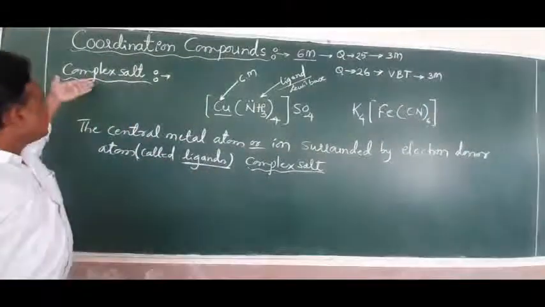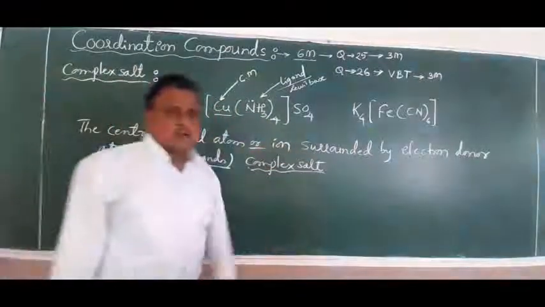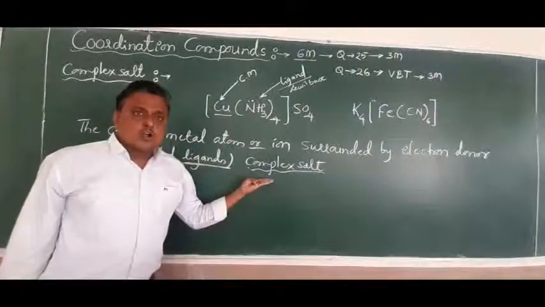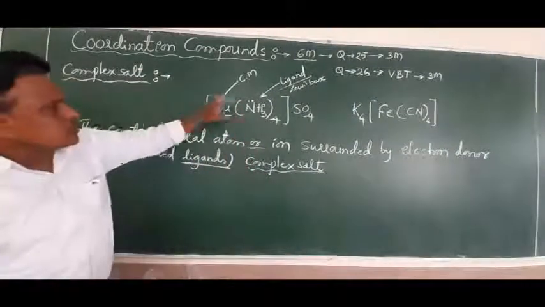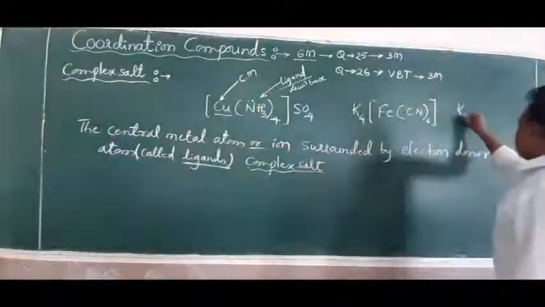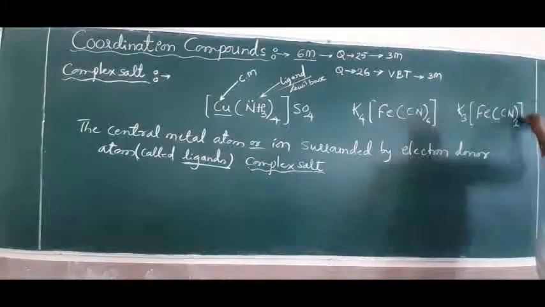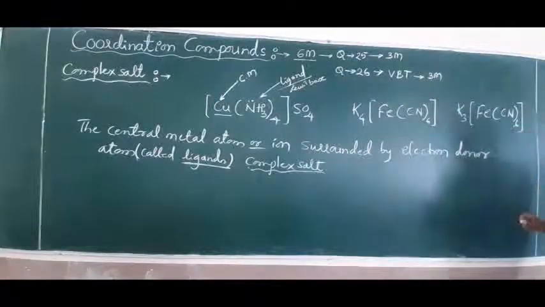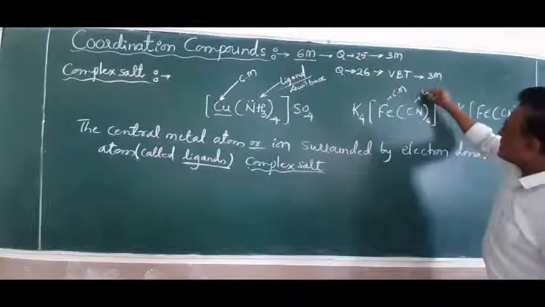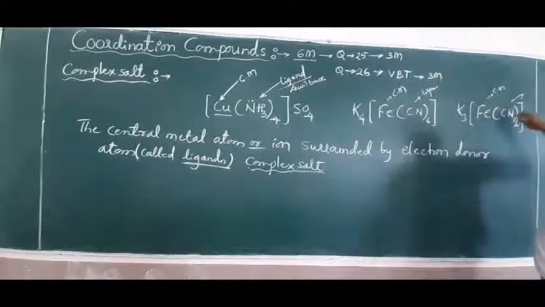What are complex salts, children? The central metal atom or ion surrounded by the electron donor atoms to form a compound is known as a complex salt. For example, Cu(NH3)4, K4[Fe(CN)6], K3[Fe(CN)6]. These are the complexes. Iron is a central metal, and cyanide is a ligand.